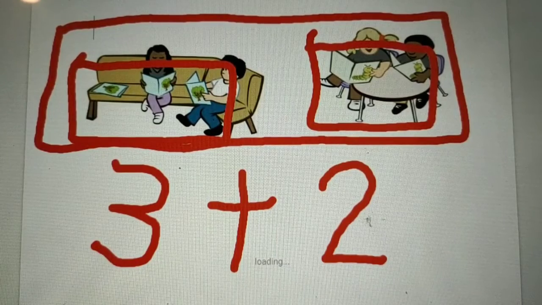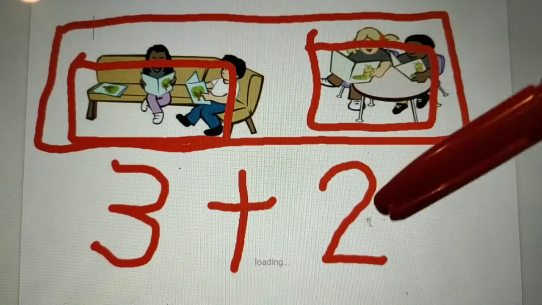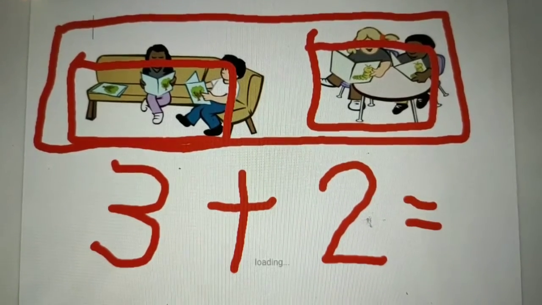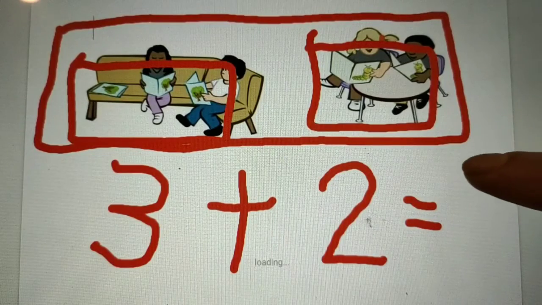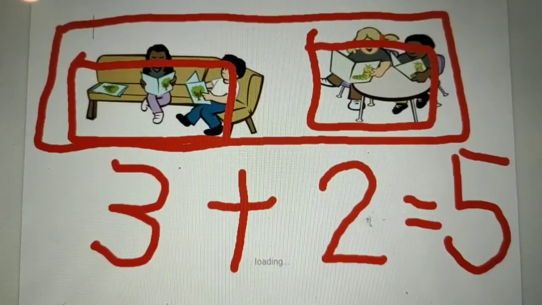Boys and girls, write number 5 on your paper. Did you do it? Very nice. So let's read our math sentence now. We say 3 plus 2 equals... How many books did we count altogether? 5. Very good, boys and girls.